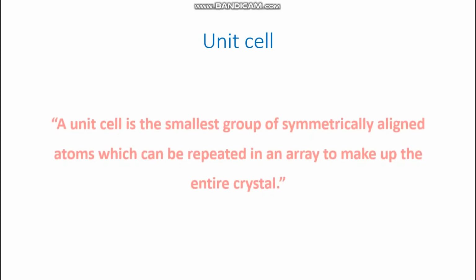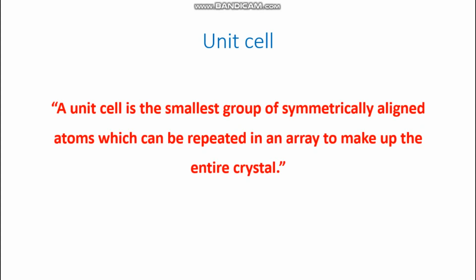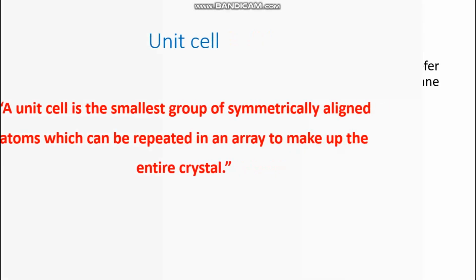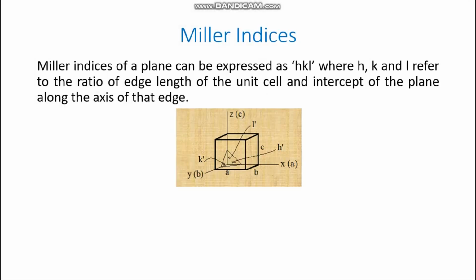So what is the definition of unit cell? The definition is, a unit cell is the smallest group of symmetrically aligned atoms which can be repeated in an array to make up the entire crystal. Next subtopic is Miller indices. The term indices is the plural form of the term index. This is the way a lattice plane is described by a combination of 3 numbers.